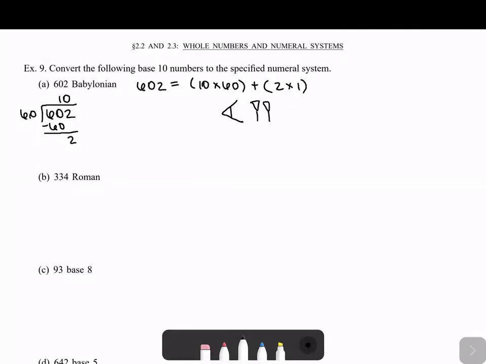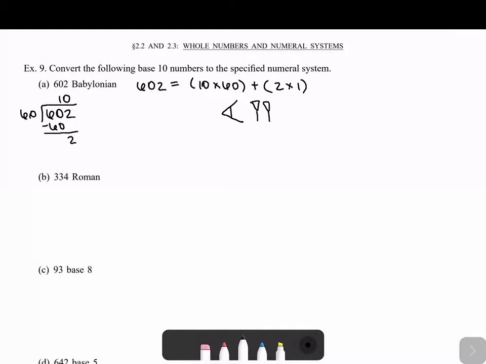Okay, so the next one is taking 334 to the Roman numeral system. I presume that you're all familiar with Roman numerals. We see these in our daily life. The one that we use normally is the European numeral system, the digits 0 through 9. But Roman numerals are really common. The way where I see them the most are tally marks for counting, but also in popular culture. The Super Bowl every year is typically denoted with Roman numerals.